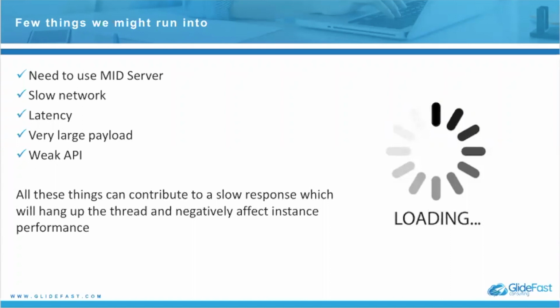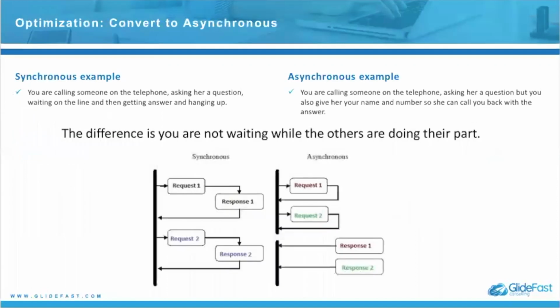So there is a better way if you're processing large data or if your network is slow: we can do REST integrations asynchronously. Here's a synchronous example, which we just implemented. You're calling someone on the telephone, asking a question, waiting on the line, getting an answer, and then hanging up. So the whole time you're preoccupied, engaged on the telephone. You can't hang up, or else you'll lose your place in line. So you have to wait the whole time.